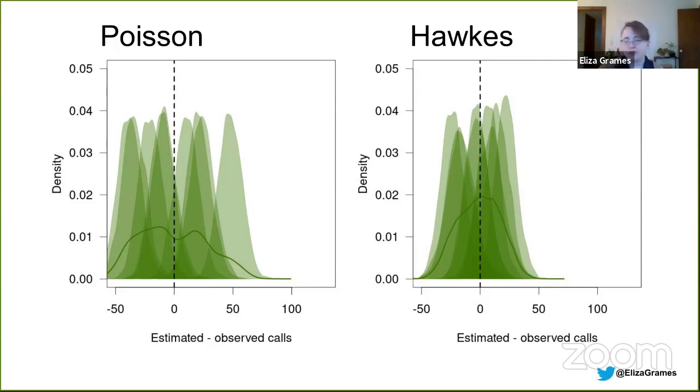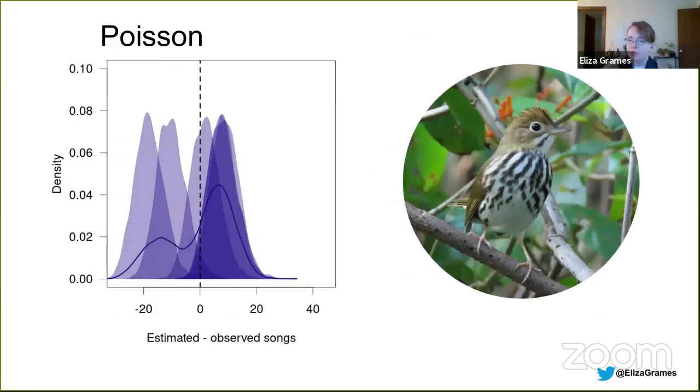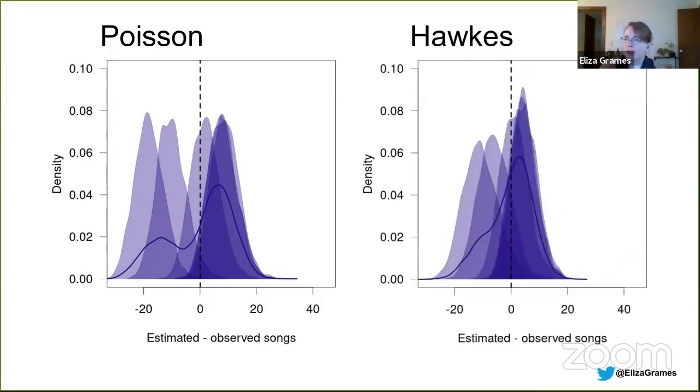When we do the same thing for the ovenbird data set, again, exact same structure for the graph. You can see that it's slightly over predicting the number of songs, but doing fairly well, and it is fairly close to 0, where it would be perfectly predicting the observed data. And again, we get a little bit more tendency towards 0 with the Hawkes model, but both models are doing pretty well in terms of their predictive ability.